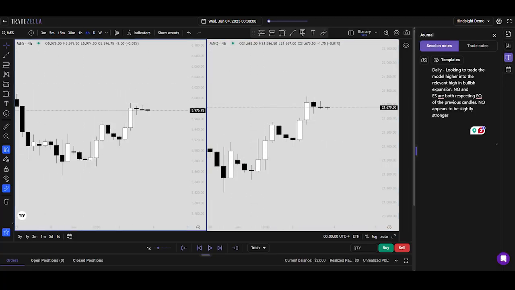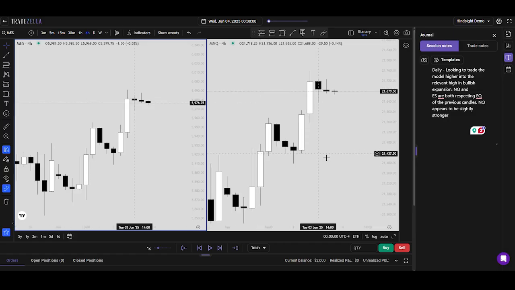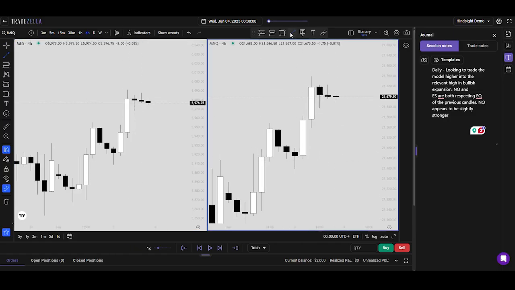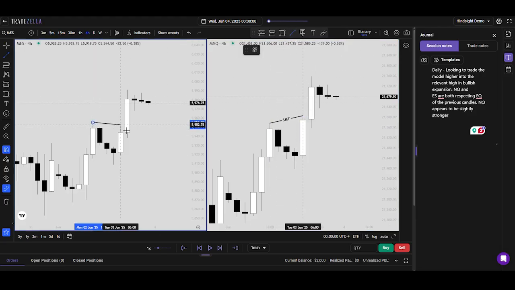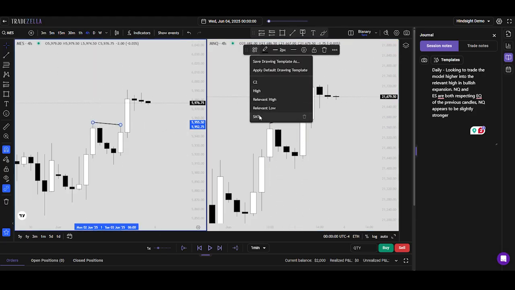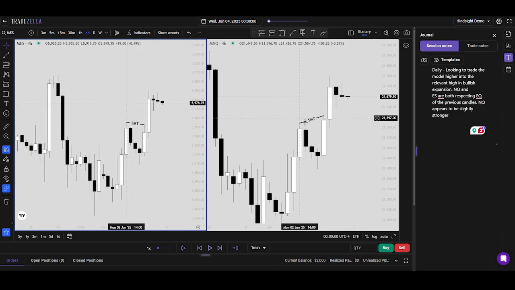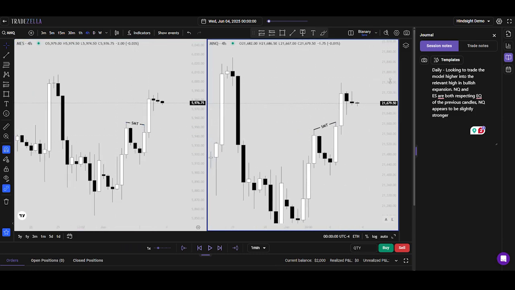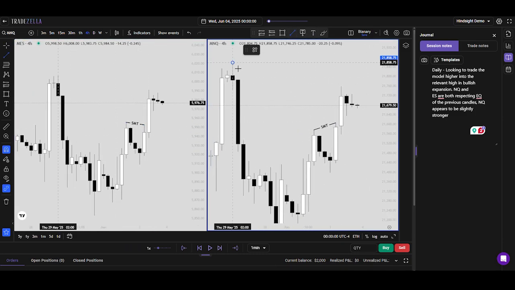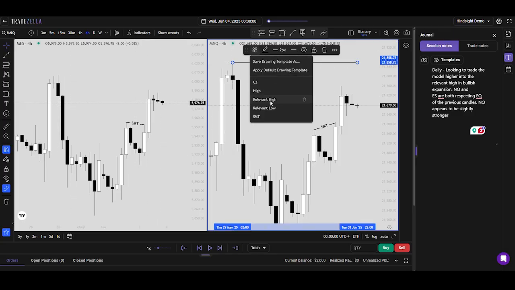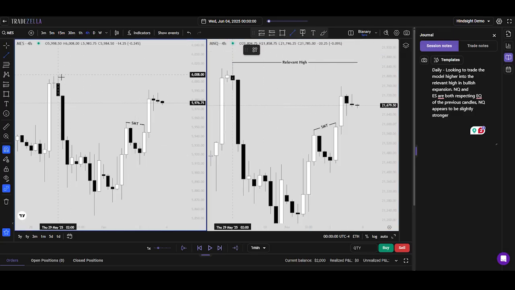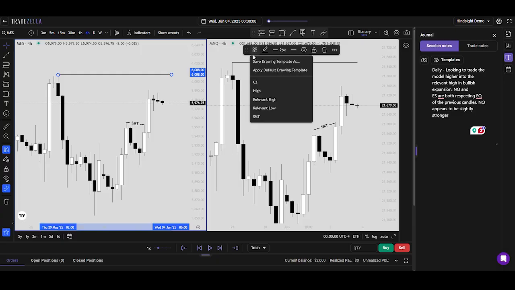Gonna do the same exact process. What can we find? First off, what's jumping out right here is SMT. So I'm gonna mark that. We can scroll out a little bit more. We still have this relevant high that we haven't tapped into. So I'm gonna mark that out.